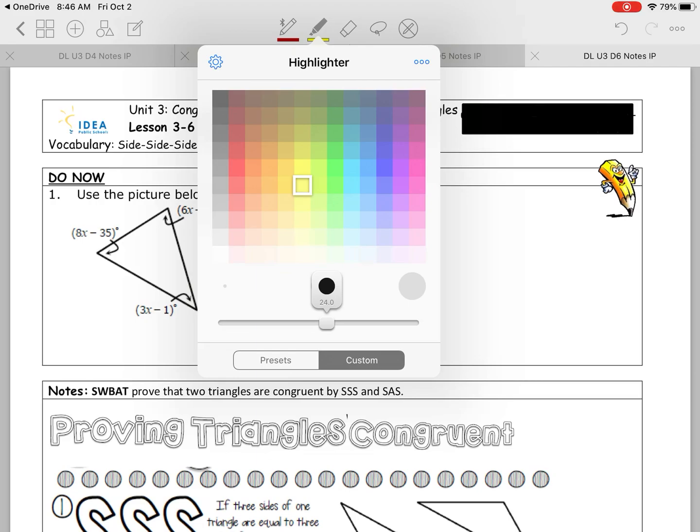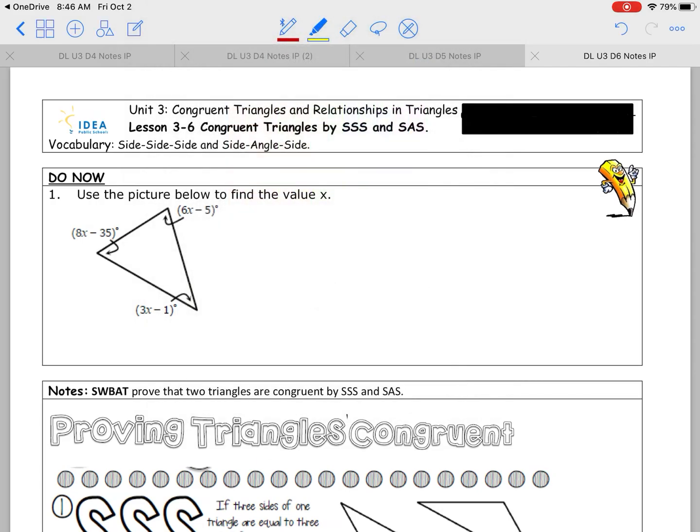What we notice here is that we are dealing with three interior angles in a triangle. So we must recall the triangle angle sum theorem, which states that when you add the three interior angles in a triangle, their sum equals 180 degrees. Let's go ahead and set up the equation.